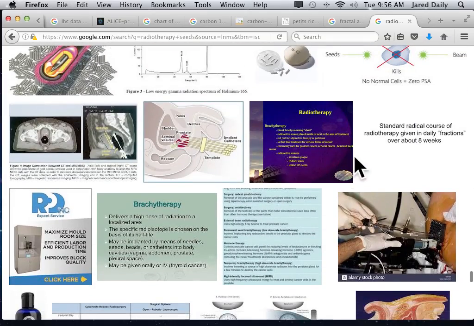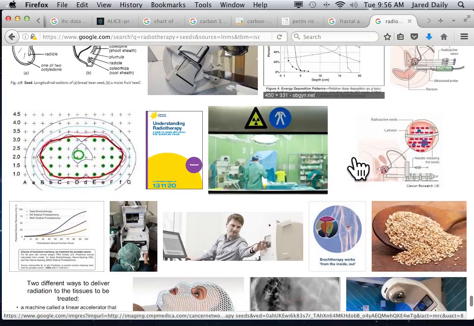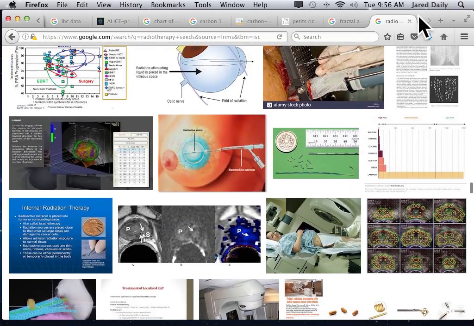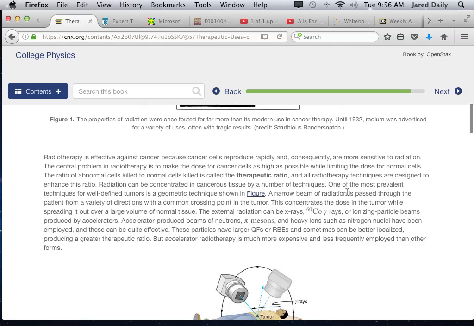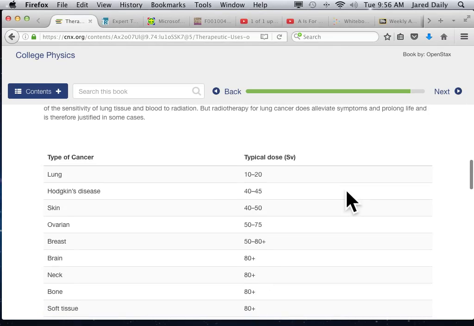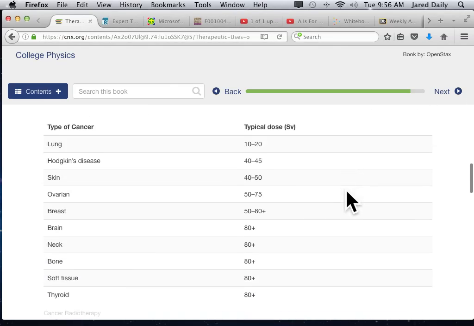Anyway, so radiotherapy, let's also look at, I think they show this here later, hold on. So here are the doses that you need to kill off different kinds of cancers, typically. For lung cancer, 10 to 20, Hodgkin's disease, 40 to 45, skin, 40 to 50, ovarian, breast cancer, brain. You can see some of these are much higher than others.